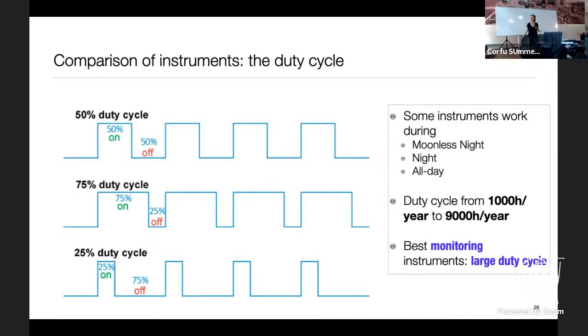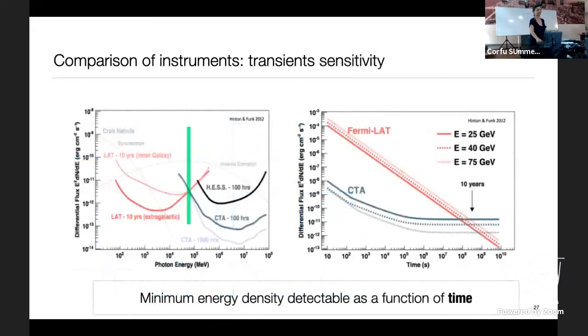So you need large instruments with a large duty cycle, because if you can observe only part of the night, you cannot really monitor the sky, the events of the sky. It's better to do so with instruments that can observe always. The problem is that these instruments are only at low energies, because at high energies we cannot observe from space. The fluxes are too low. So observations are always a compromise between what you want and what you can do.